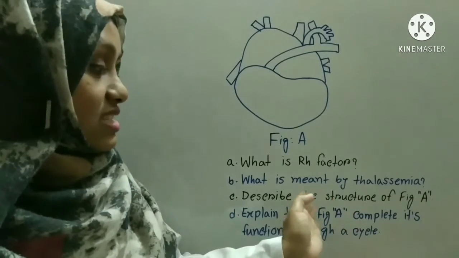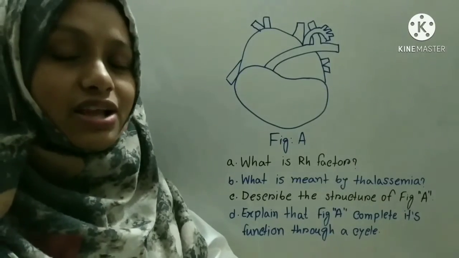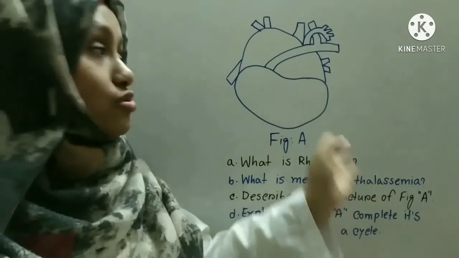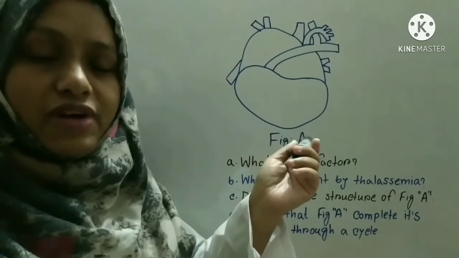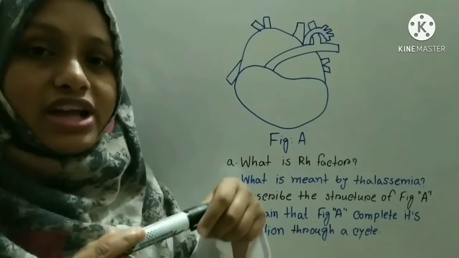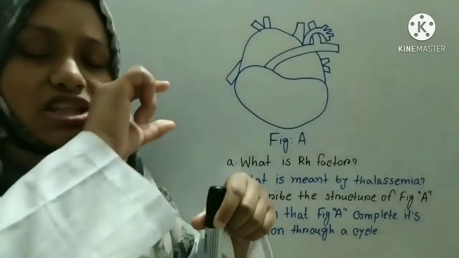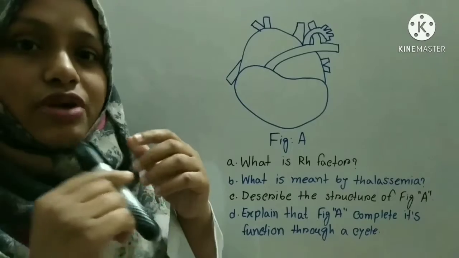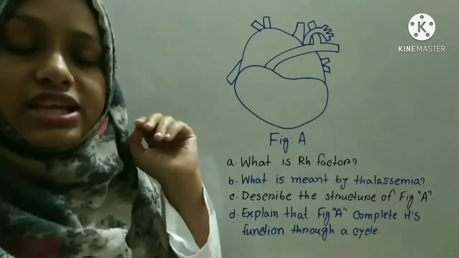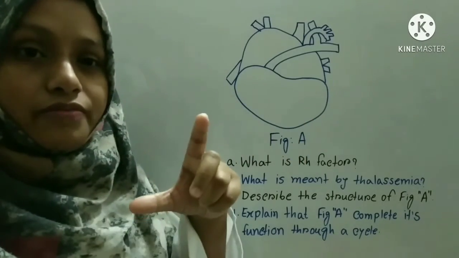Now, let's describe the structure of figure A. So, this question is related to the stem. So, what is the figure? First, we have to identify it at the beginning of writing the C number question. First, in the introduction para, you have to write what the figure is. So you have to write that figure A is a heart.